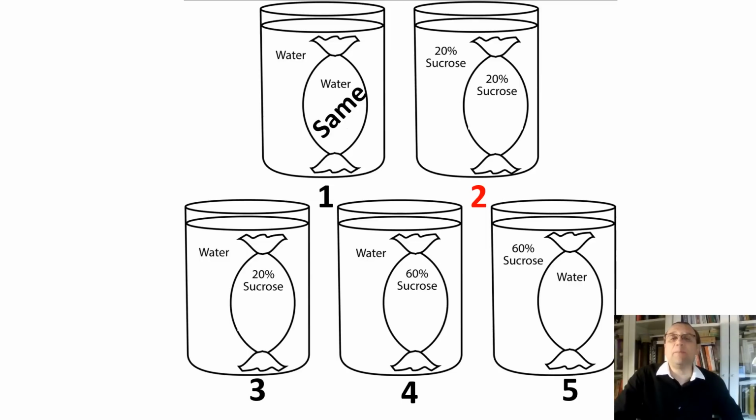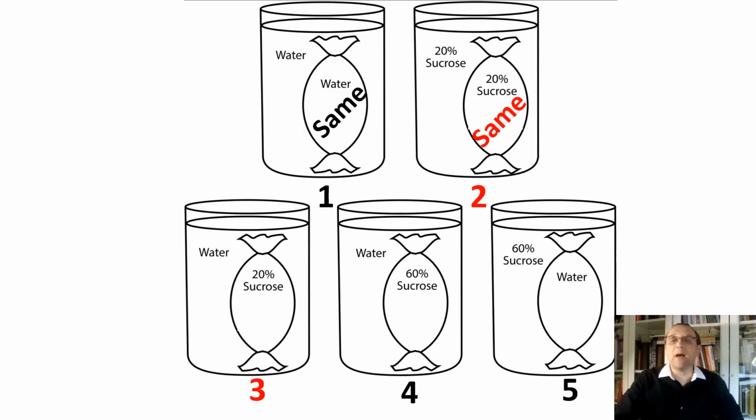Now, how about the bag in the beaker number 2? What will happen to the weight of that bag? Of course, it will stay the same because the solution in the beaker is also isotonic. Same amount of sugar and water in the bag and in the beaker.